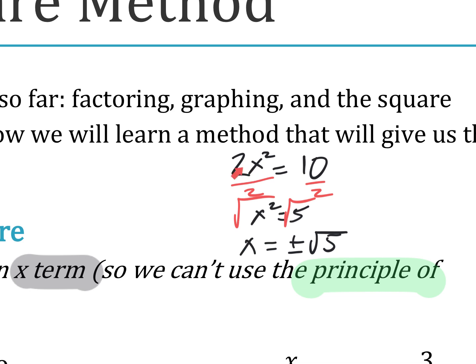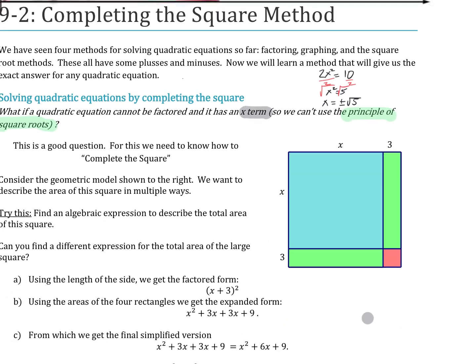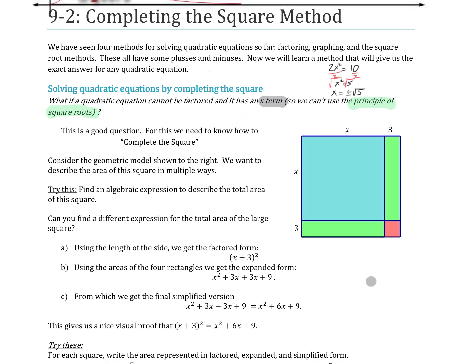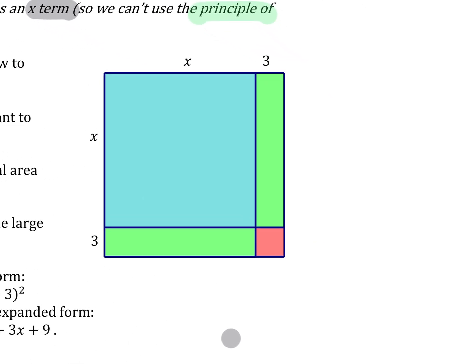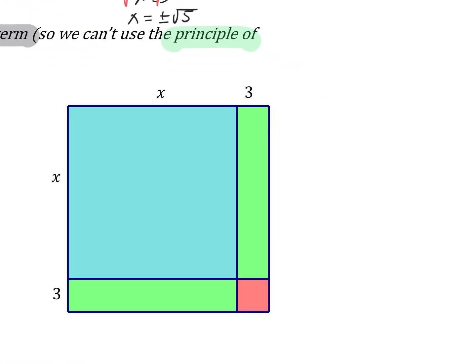And that works nice when we don't have an x term. We just have an x squared. Well, when we have an equation that has an x term, we can use this method called completing the square. All right, let's think about this square over here, and let's think about its area. We want to describe the total area enclosed in this square.